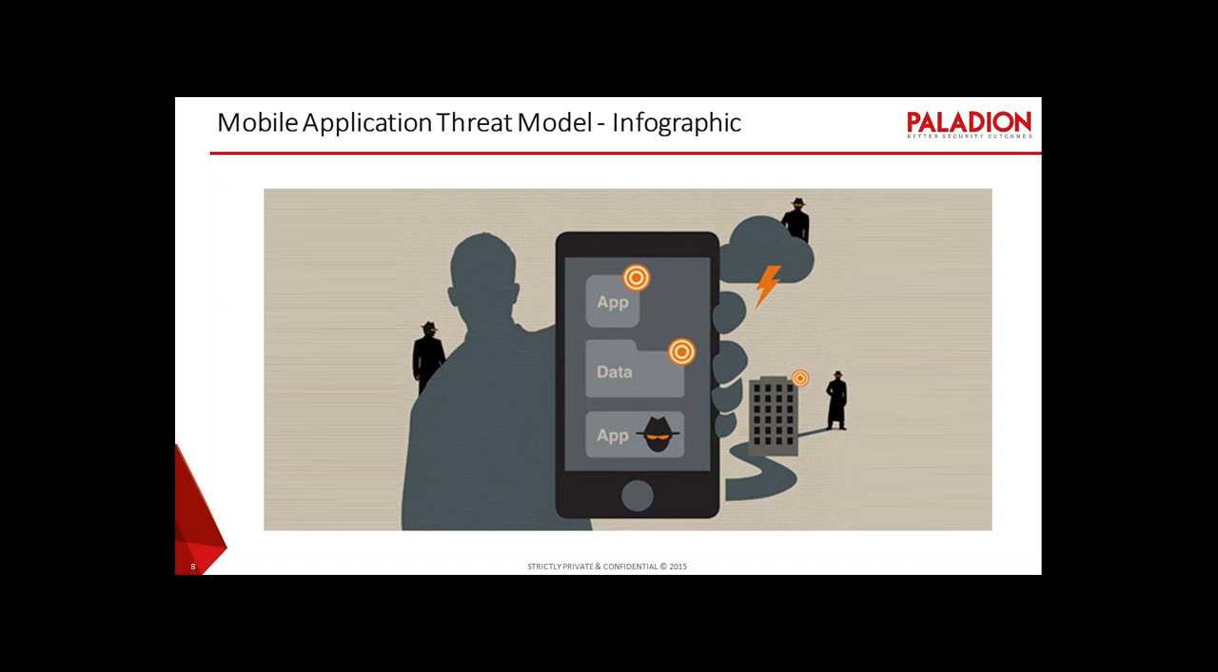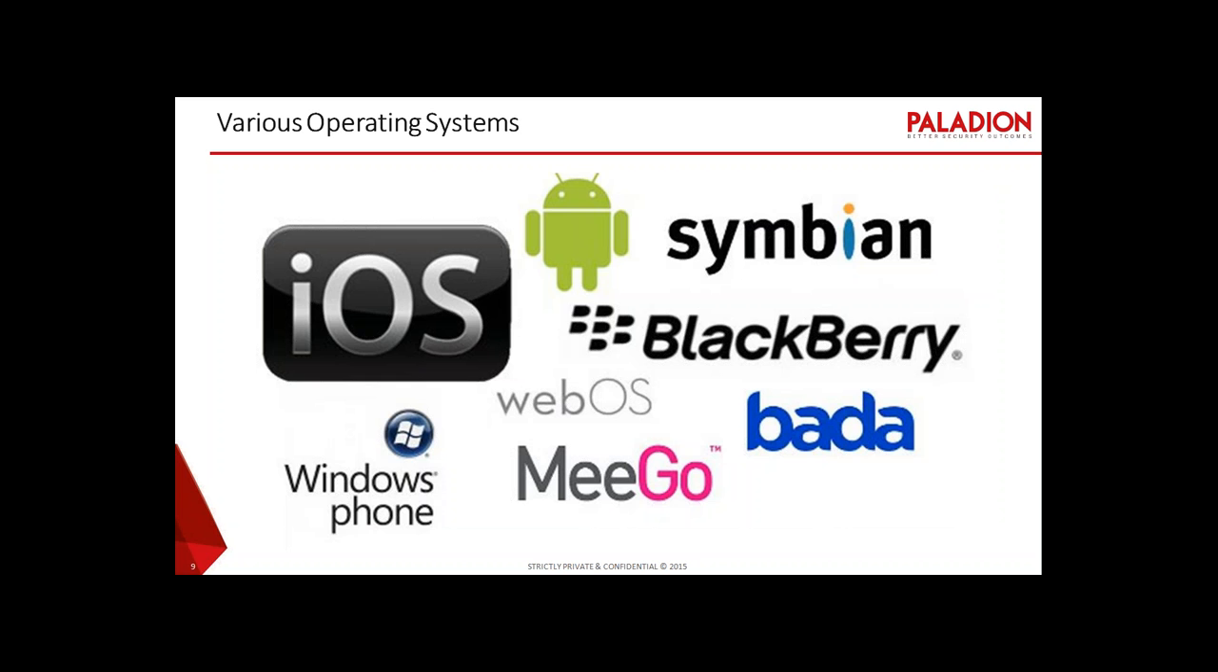So various operating systems which we have in this ecosystem are Android, iOS, Symbian, BlackBerry, WebOS, Bada, MeeGo, and Windows Phone. So again, all these applications are built differently, in different languages and different architectures. So the security model is also different for all of them, and the security approach and the testing approach is also different for all of them.